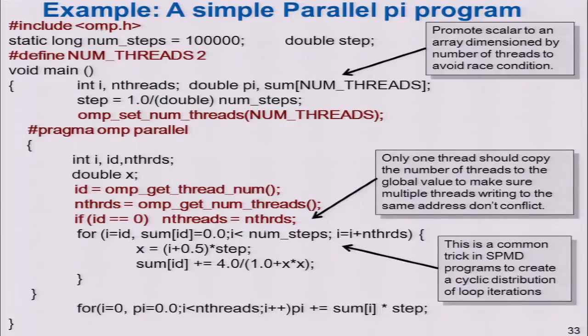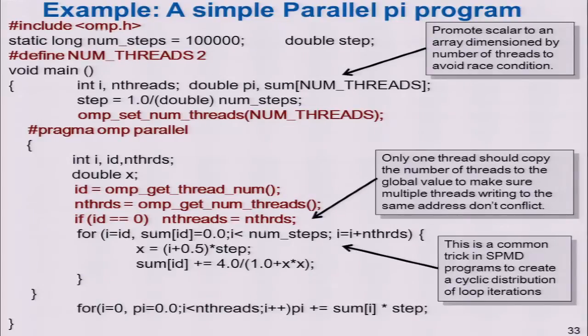Now, I need to create a place to store the partial results from each thread. So that was the single variable sum in the scalar version of the program. But now if you think about it, I'm going to have each thread creating their own version of sum. I want to give them their own private little space to do that. So this is a really, really common trick in shared memory programming. Look at sum. I created an array of the number of threads. This is called promoting your scalar to an array.